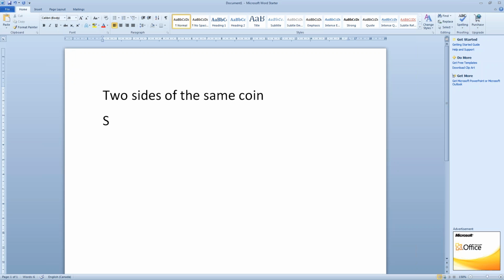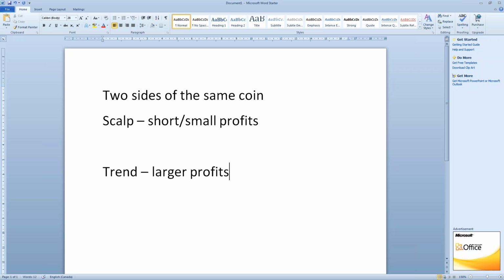On one side of the coin, we have the scalp side. On the other side of the coin, we're going to call it the trend side. The scalp side, we're looking at short, small profits. And on the trend side, we're going to look for larger profits. So these are the two ways really that you can trade. You can either scalp in and out quickly, get smaller profits for your trades, or you can try to capture those bigger moves and go for larger profits.